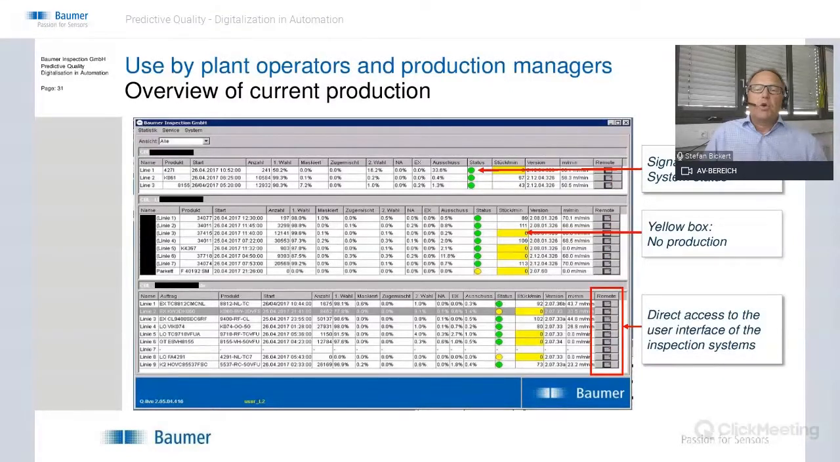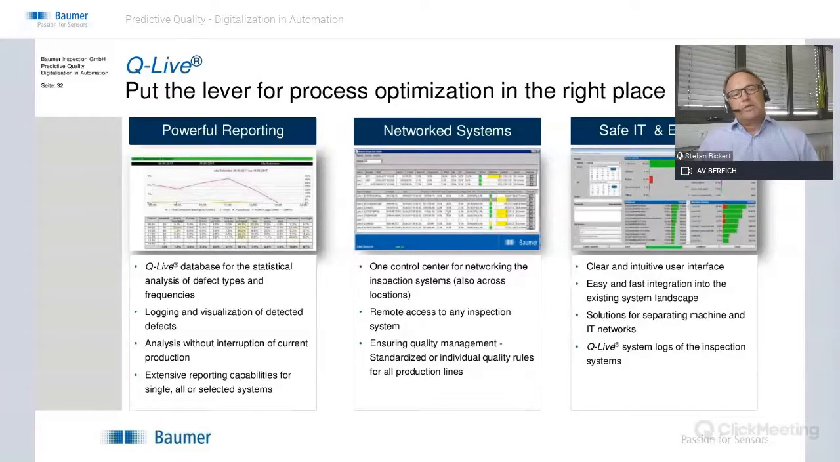Why do you have no production, when maybe you expect to produce? You can also have access from your client, maybe from your office, to see what is going on at a certain machine. You can directly open the user interface and see what happened, instead of running through your complete production and going to the machine. So you don't need to be in front of the machine. You can do it from wherever you want. Based on QLive you can also generate very powerful reporting. And what does reporting mean? What information do you get? I will come to this point.